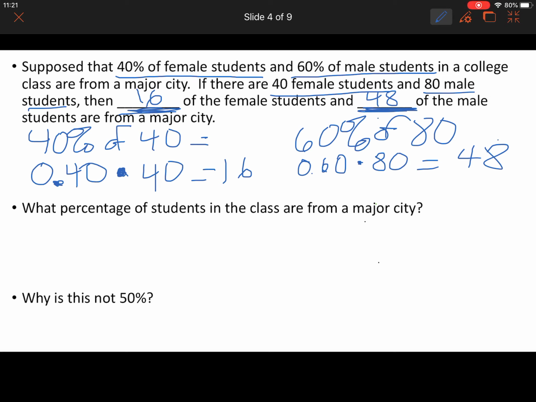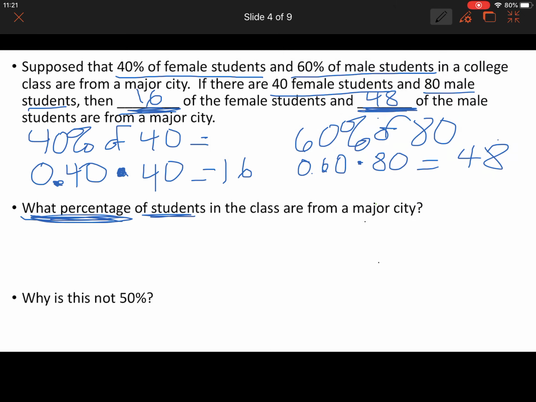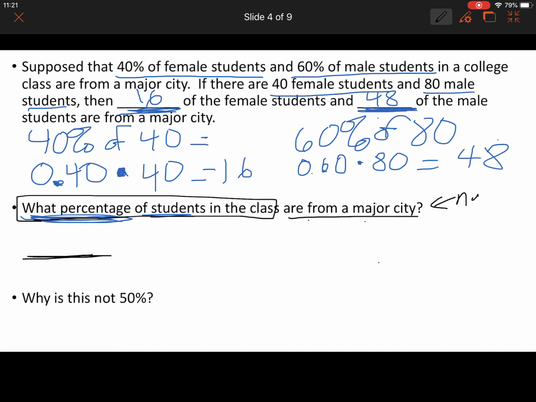Now on to finding the percentage. So if we want to know the percentage, in this case of total students in the class that are from a major city, we can write the fraction first. That's always nice. And then it'll, by division, be the decimal, and then by multiplication be the percentage. So we want to know the percentage of total students in the class. This is our reference value, our denominator. Who are from a major city, this is our compared value. This is our numerator. So how many total students are from a major city?